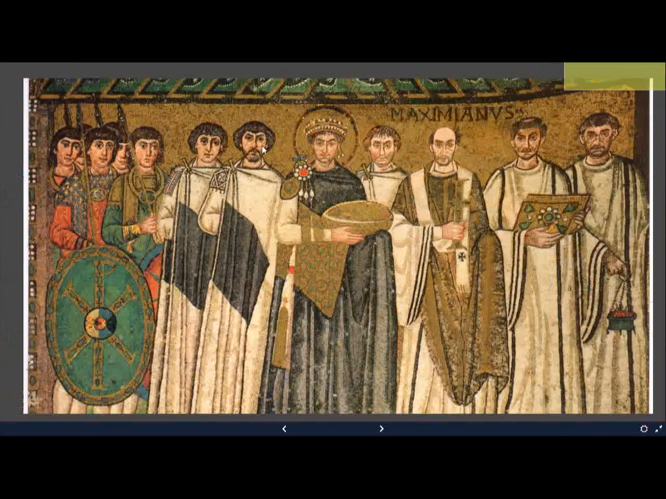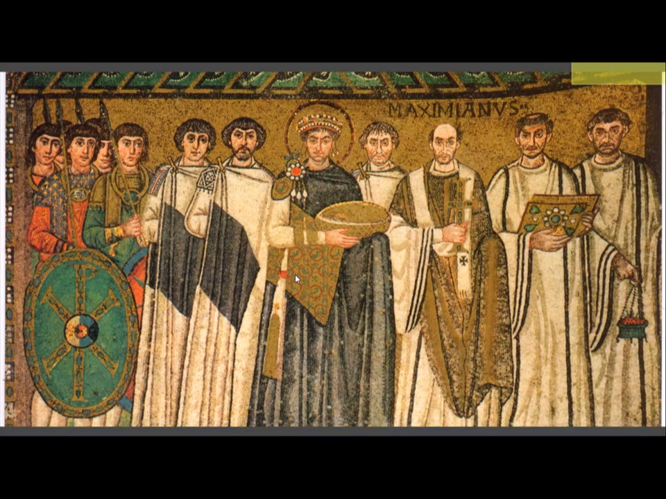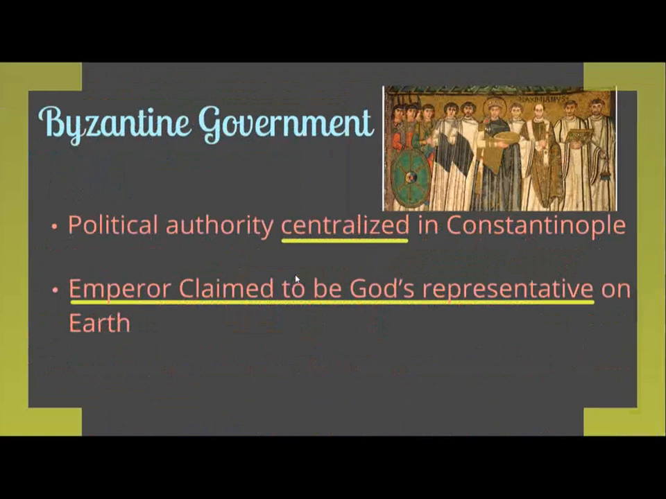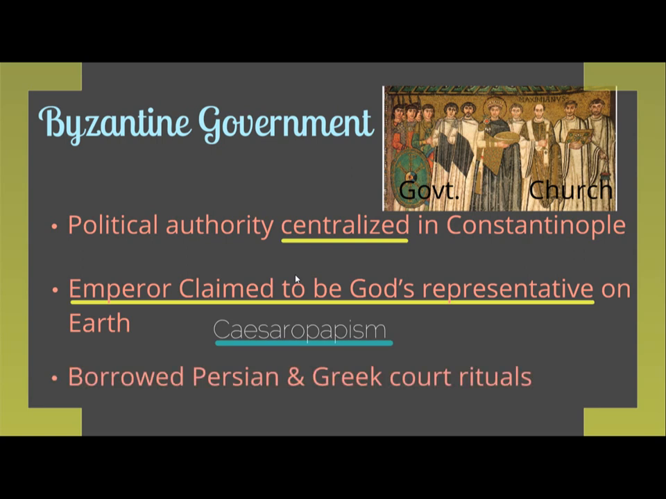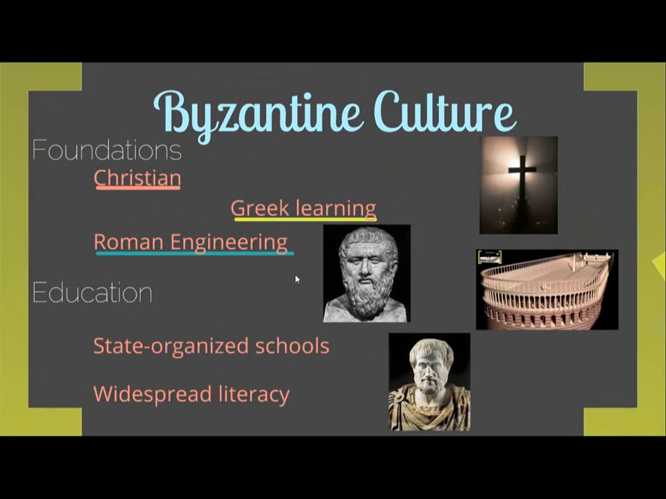Another thing I want to point out really quickly is when you see this kind of halo around a person's head in artwork, it's meant to note that they have some sort of holiness, not necessarily divinity, but they are a holy figure. And so he is claiming to be a holy figure. This is known as Caesaropapism. And basically, he's going to borrow Persian and Greek court rituals. So the Byzantine culture has its foundations in Christianity, Greek learning, and Roman engineering.